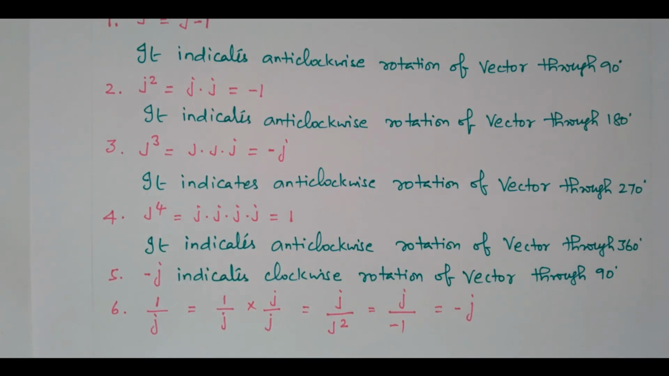j means anti-clockwise rotation by 90 degrees. For j square, j cube, another 90 degrees will be added. Minus j means clockwise rotation. 1 by j means it is minus j. Now we'll go to the rectangular and polar form.